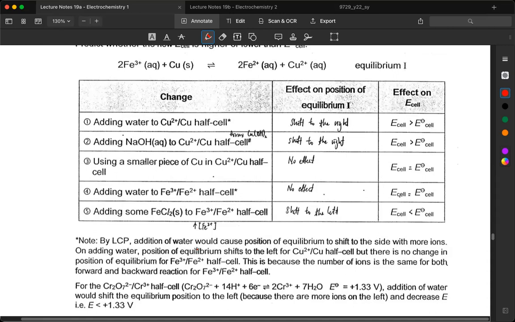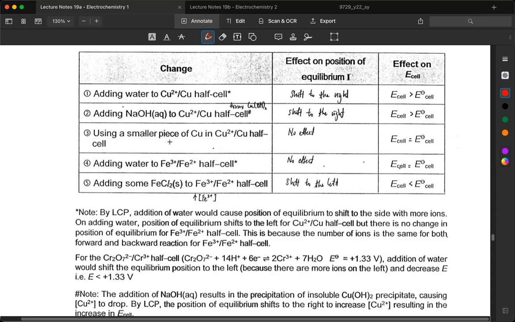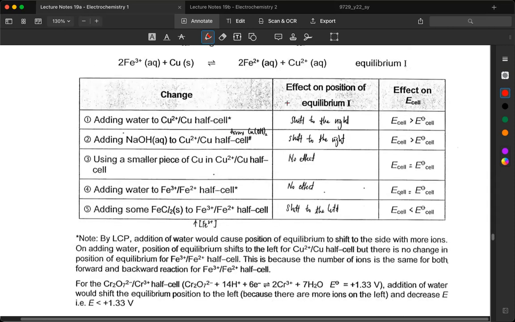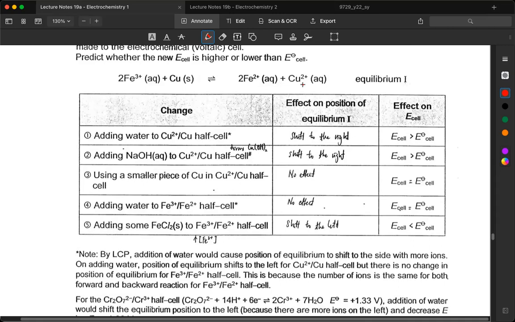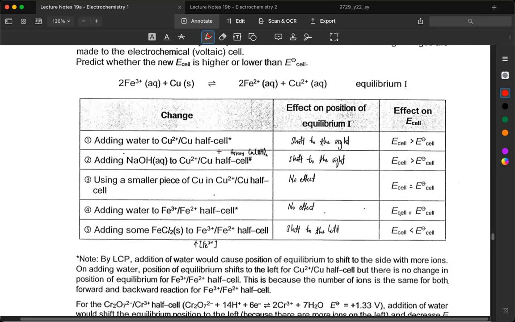Okay. Then for NaOH, right? Because when you add NaOH, it forms Cu(OH)2. It's a blue precipitate. So it will shift to the right also, because you add more OH minus, it will remove the Cu2+. So what happened is that we add NaOH, and because it forms the precipitate of Cu(OH)2, the concentration of Cu2+ will drop.